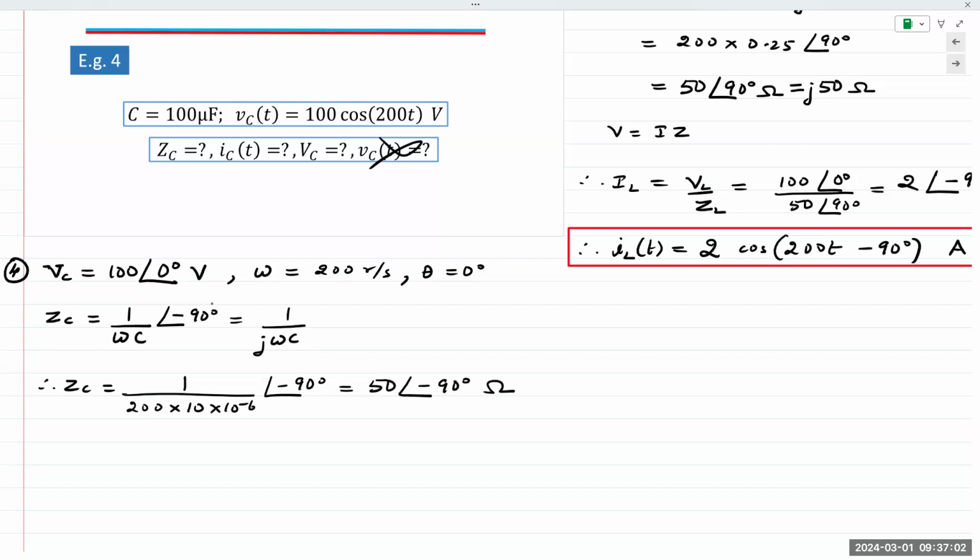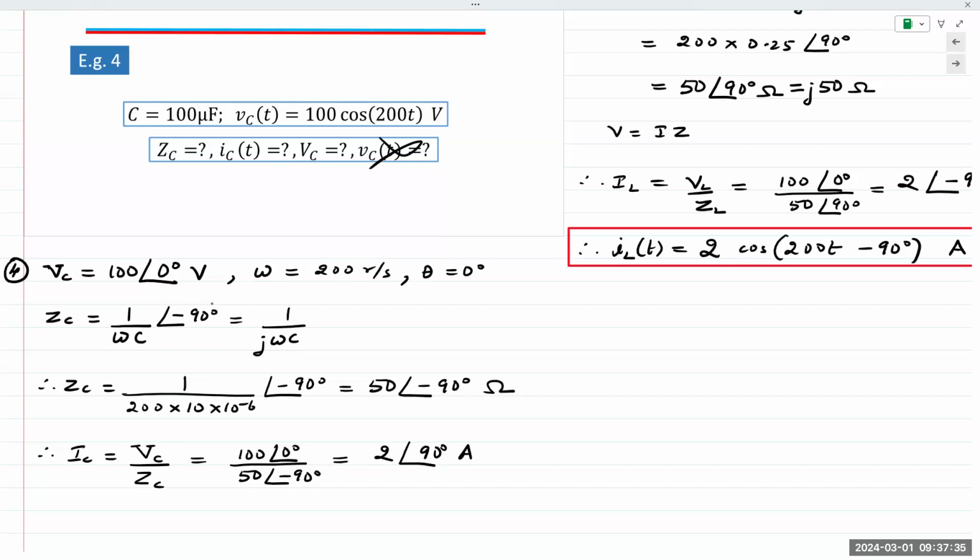So once I have the impedance for the capacitor, apply Ohm's law. IC is VC over ZC, magnitude of 100, 0 degrees, over 50 at minus 90, and I get a value for IC as magnitude 2 with a phase angle of plus 90.